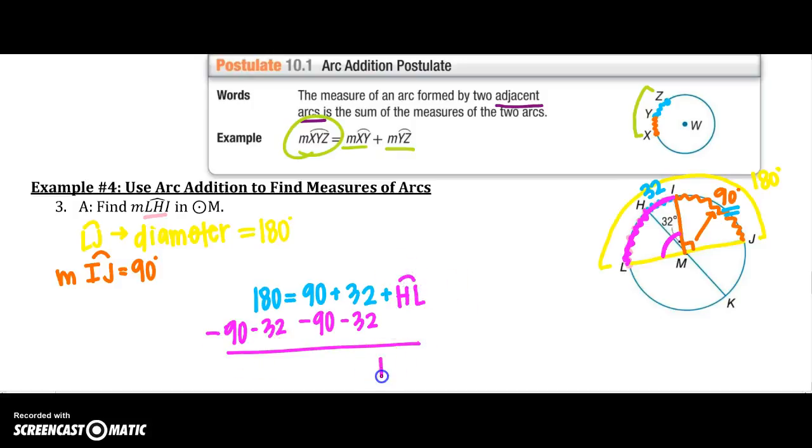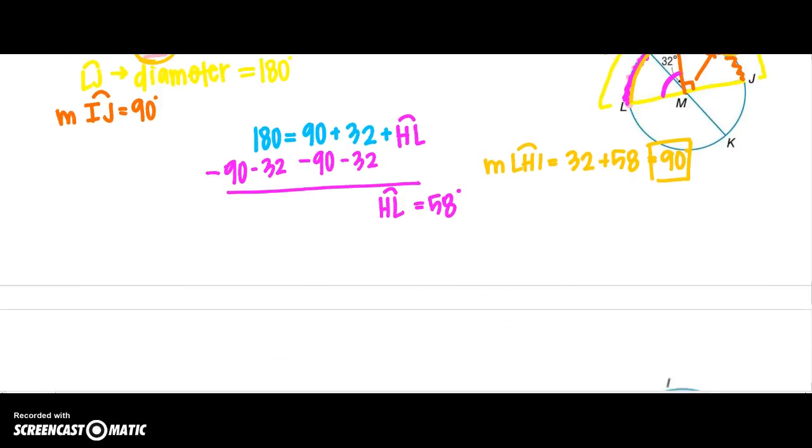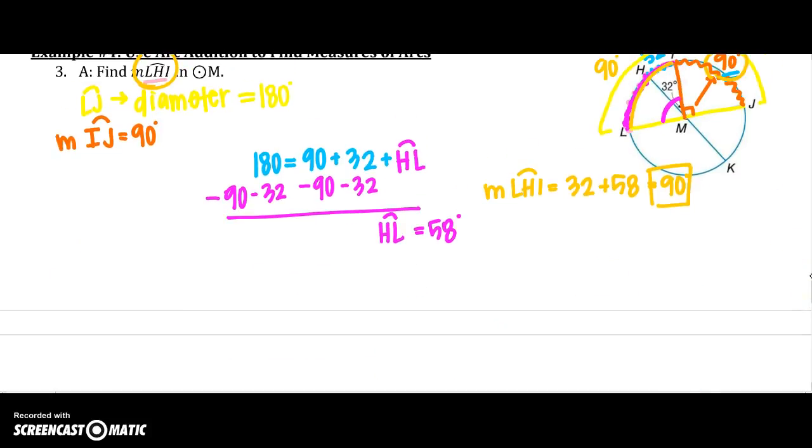So I get HL's arc length to be 58 degrees. So when I am trying to find LHI, that is made up of 32 degrees plus 58 degrees, which would give me 90 degrees. You could have said, well, this is 90, so this portion must be 90 also. It won't always be that simple, but maybe so. All right.